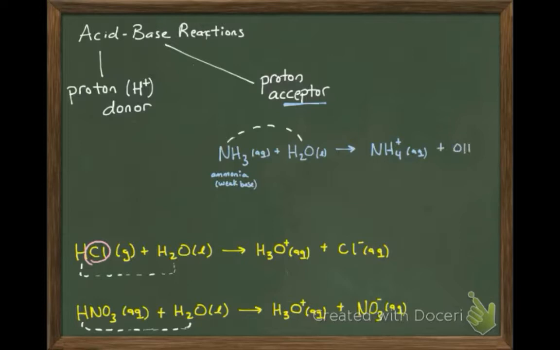This leaves behind OH minus. So in this way, the NH3, the base, is a proton acceptor, and the place where it's getting that proton from, that H plus, is from the water. When we remove H plus from H2O, that leaves OH with extra electrons, so it has a negative charge.